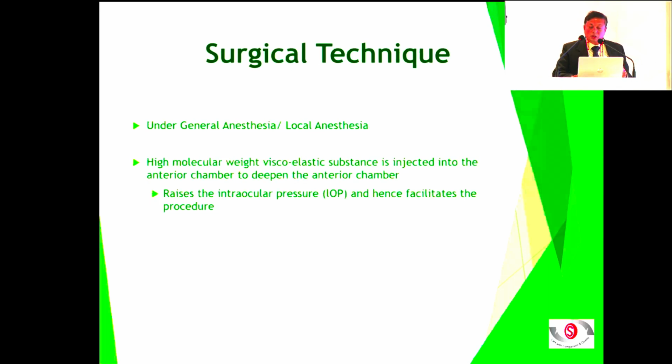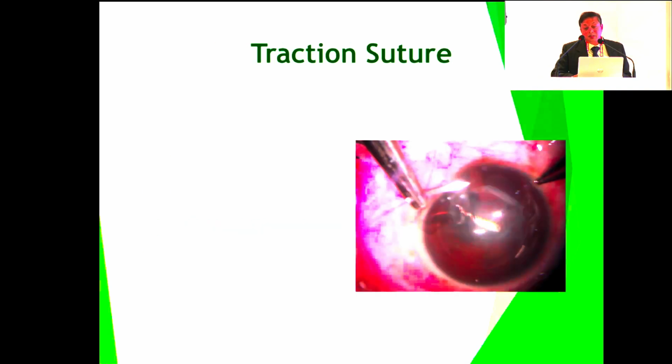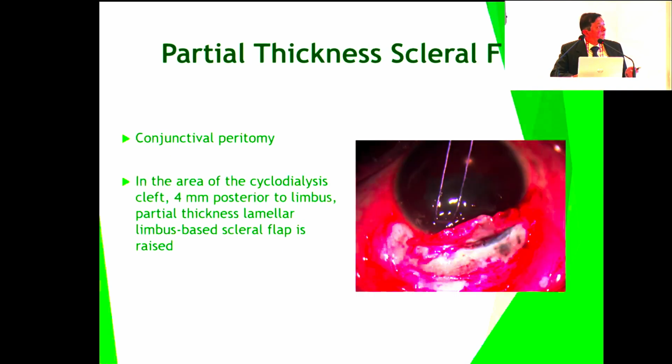General or local anesthesia depending upon the age of the patient. If the patient is young, of course, it's better to do under general. Inject high viscosity viscoelastic material in the anterior chamber, because you have to raise the IOP. Then identify the cleft again on the table with the help of a surgical gonio lens. Now we have much better hands-free surgical gonio lenses, so we can exactly localize, confirm, and mark the cleft outside, because that is the area we are going to open. Take the traction suture, open it, and you can directly localize the cleft.